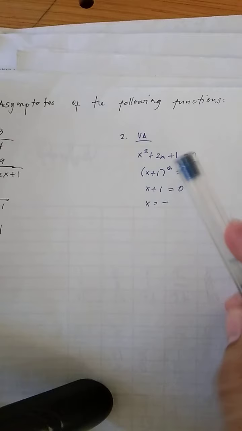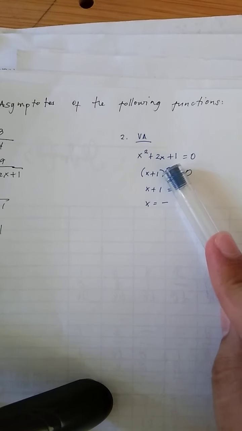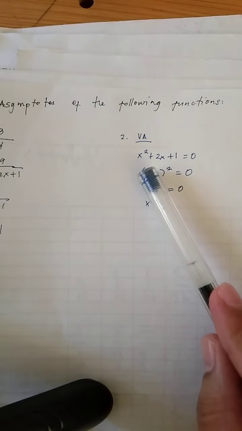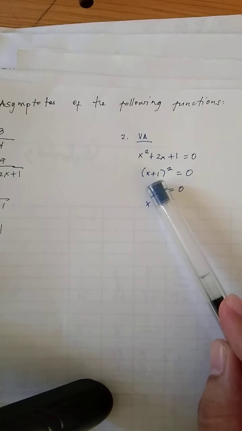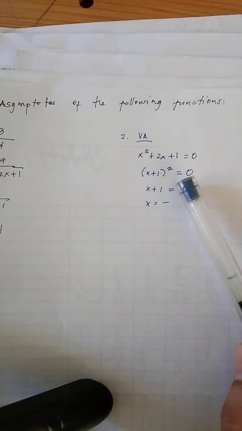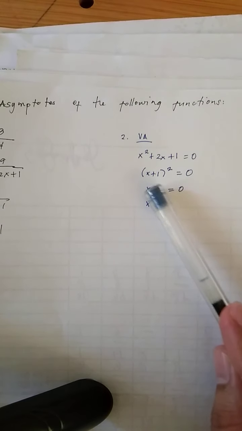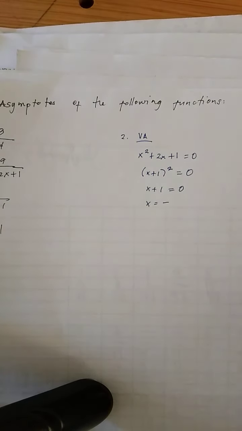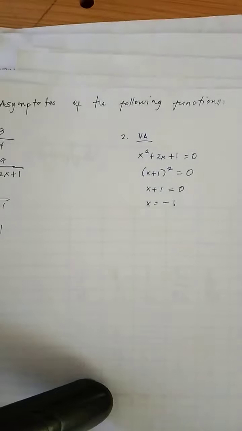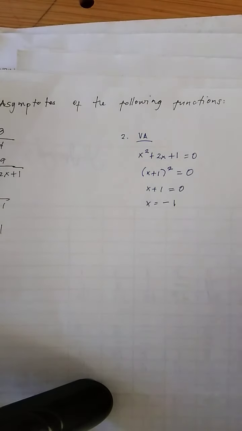So you have here x squared plus 2x plus 1 equals 0. Now remember that this one is a perfect square trinomial, so we can factor it as a square of a binomial: x plus 1 quantity squared equals 0. So we can take the square root of both sides. We get x plus 1 equals 0, and x equals negative 1. So we have a candidate for asymptote, x equals negative 1.